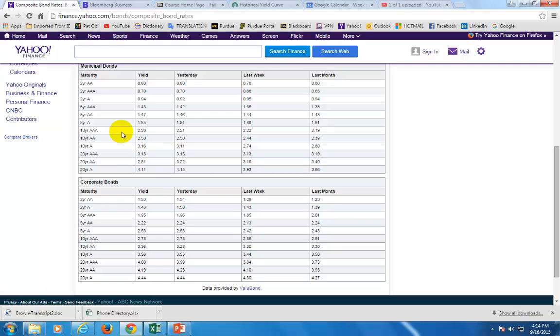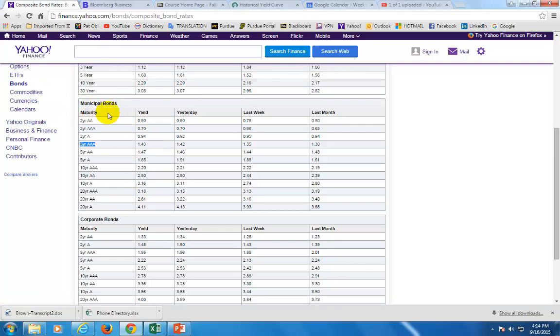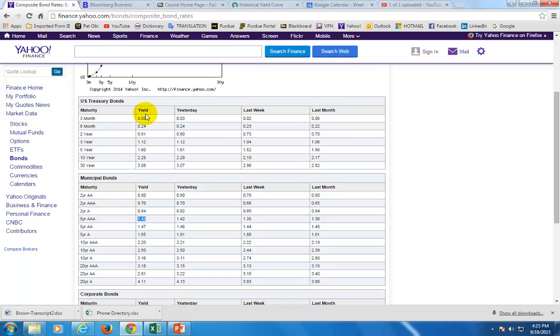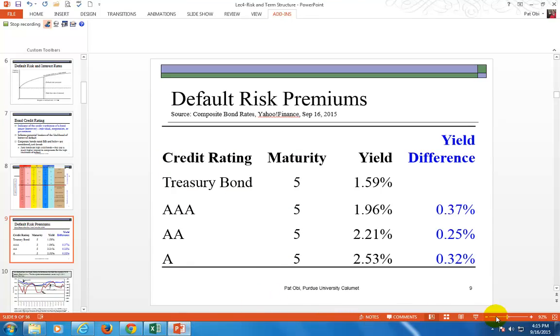Now, interestingly though, you find that 5-year AAA for municipal bonds right here is yielding 1.43, which, as you can see, is less than 5-year AAA corporate bond. 1.95 is less than that. In fact, if you compare this to 5-year treasury bond, which is 1.6, you find that this municipal bond is 1.43. How is it that a municipal bond has a lower yield than treasury bond, which is issued by the United States government and is backed by the full faith and credit of the federal government? How can that be? Well, we'll get to that point in short order.